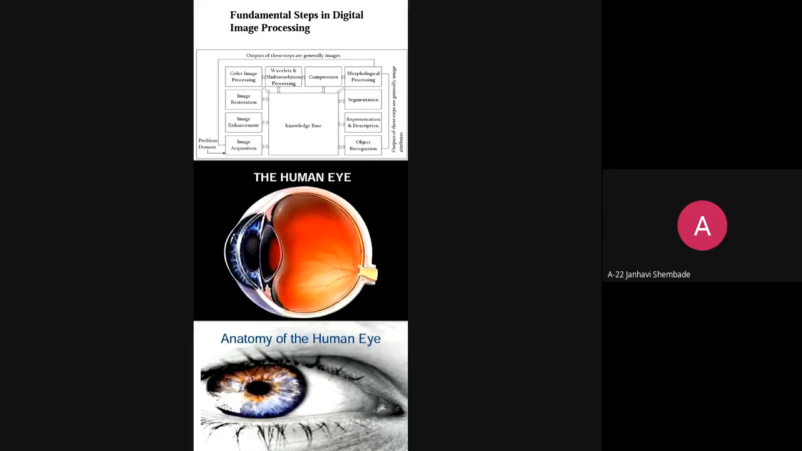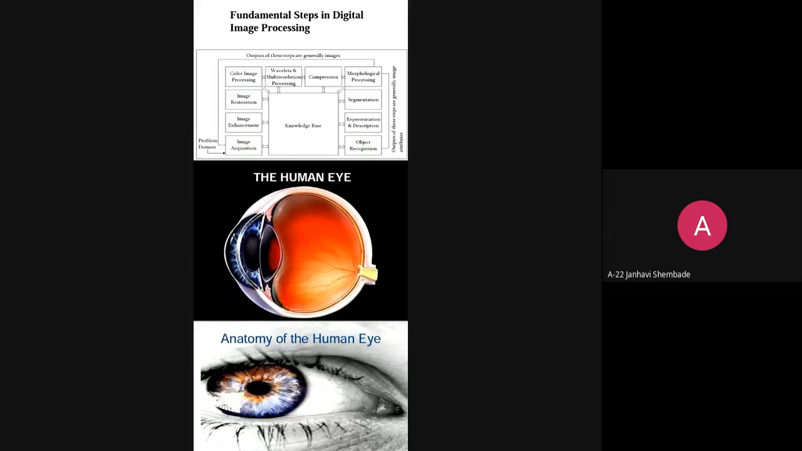Then wavelet and multi-resolution processing means it can divide an image into a number of angles. It may be 30 degrees, 60 degrees, 90 degrees. So by using wavelets, we can divide the image into various angles. In image compression, in order to compact or reduce the size of an image, we can apply various image compression techniques. So the size of an image can be reduced by using image compression.